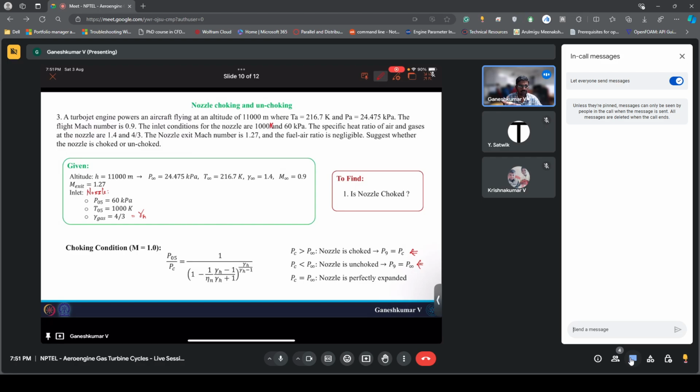If it is not choked, the Mach number would be less than 1. So please remember that. If it is choked, the Mach number will be equal to 1 at the exit. If we use a converging nozzle, then we will have Mach number equal to 1 at the exit. If we use a converging-diverging nozzle, and if the nozzle is choked, we will have supersonic flow later.